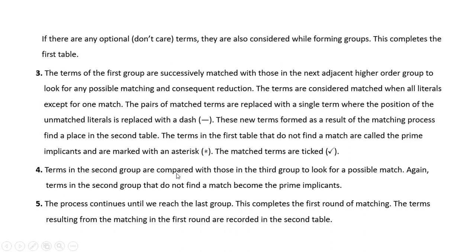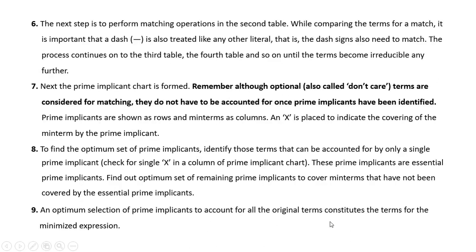Now terms in the second group are compared with those in the third group. We will keep on doing the comparison until we get the irreducible terms. So the process continues until we reach the last group. This completes the first round of matching. The terms resulting from the matching in the first round are recorded in the second table, from the second table to the third table, and so on. Now the next step is to perform matching operations in the second table.